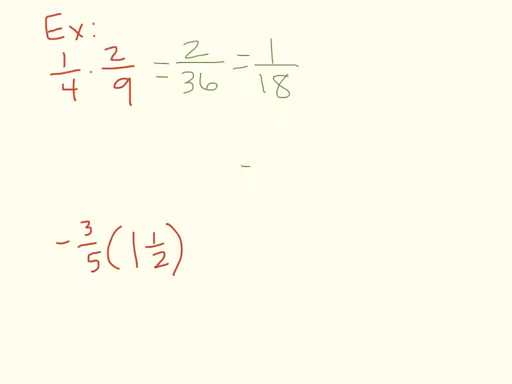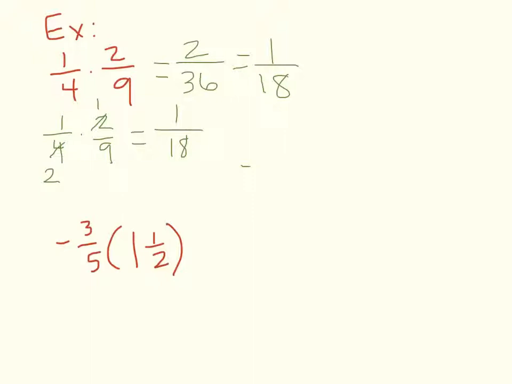Now, let's look at what happens if I cross-simplify. 1/4 times 2/9. I could simplify the 2 and the 4 because they can both be divided by 2. They have a common factor of 2. When I divide them both by 2, I get a 1 and a 2. Then I multiply across and get 1/18. So you can either do the work before, when you cross-simplify, or do the simplifying after.